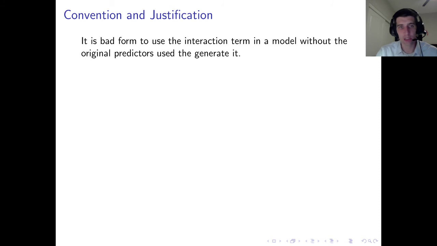Now, a little bit of convention. It's bad form to use an interaction term in a model without using the original predictors used to generate it. The interaction term is the product, and the original predictors are just there. For example, for x1 and x2, the interaction term is x1 times x2, and it's bad form to use the product term without the original terms. So this suggests using factor crossings over product terms, because a factor crossing will include the original predictors by default, whereas the product term will not.